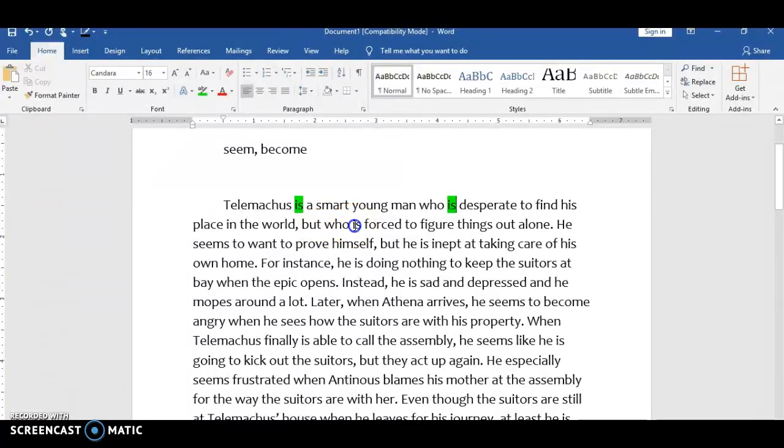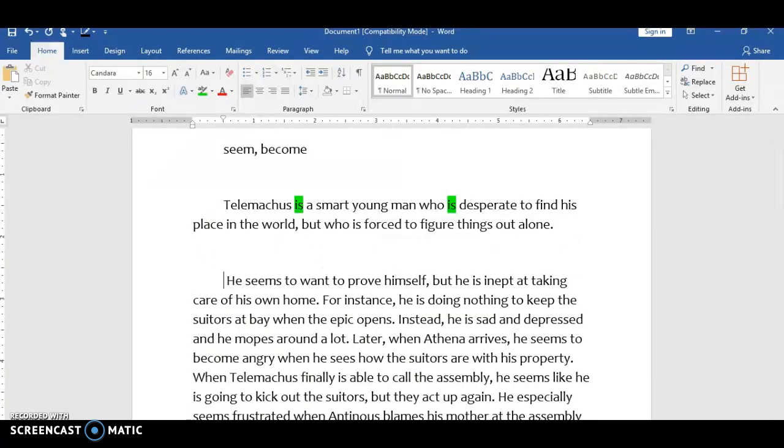And then here's another is. But you'll notice that there's a verb after that. So who is forced to figure things out alone. Because is the first word in a verb phrase, this is functioning as a helping verb here and doesn't need to be eliminated. So let's look at that first sentence and see if I could rewrite that somehow. So I'm going to say, Telemachus is a smart young man who's desperate to find his place in the world, but who is forced to figure things out alone.